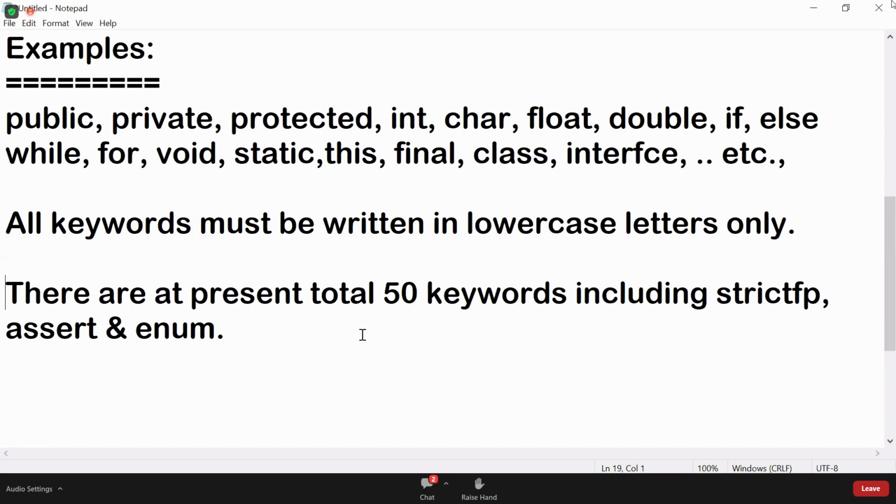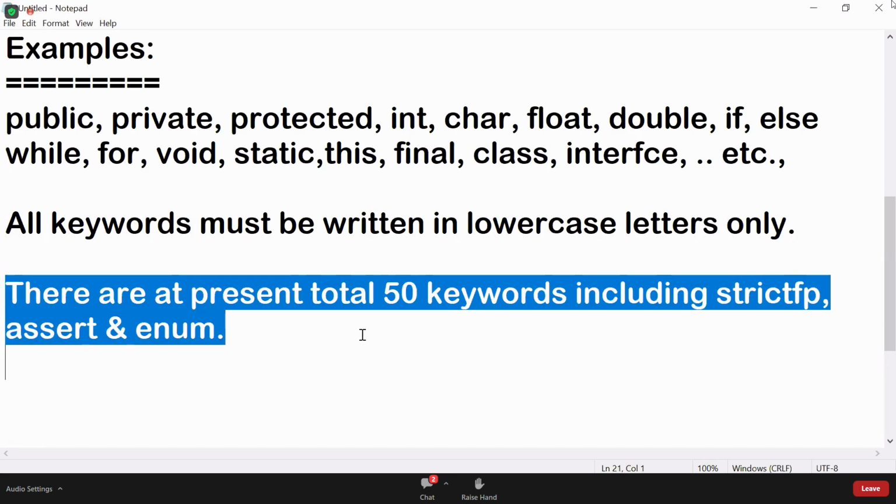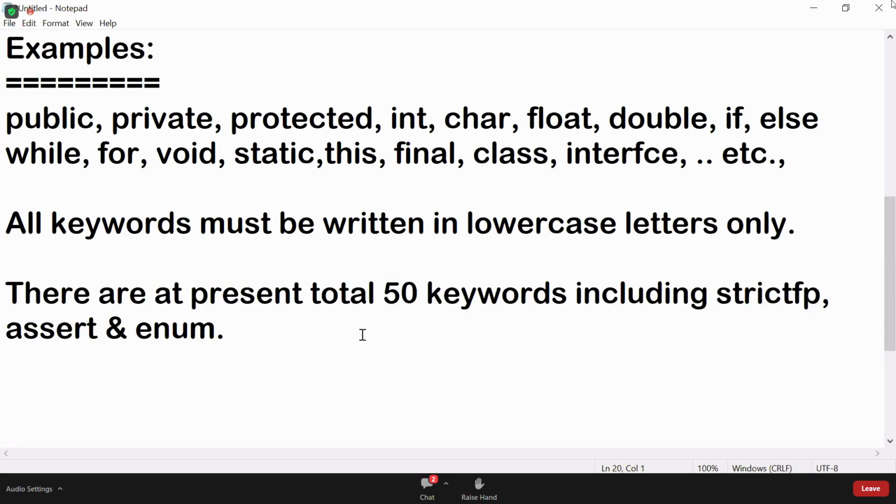At present, 50 keywords, including these three. When Java came to the market, 47 keywords were there. Later these three were added, making 50. Recently, within just a 3-4 year gap, 10 to 15 keywords came. Those I'll explain later. They are reserved but not included in the keywords list yet; in future, they'll include them.